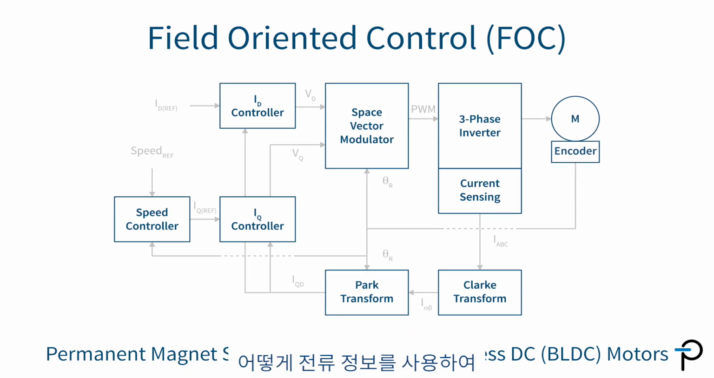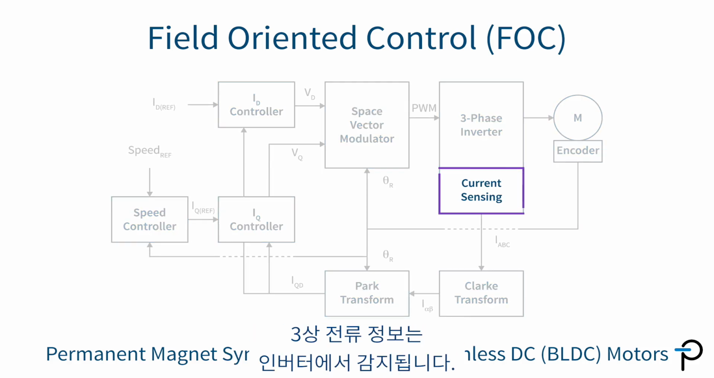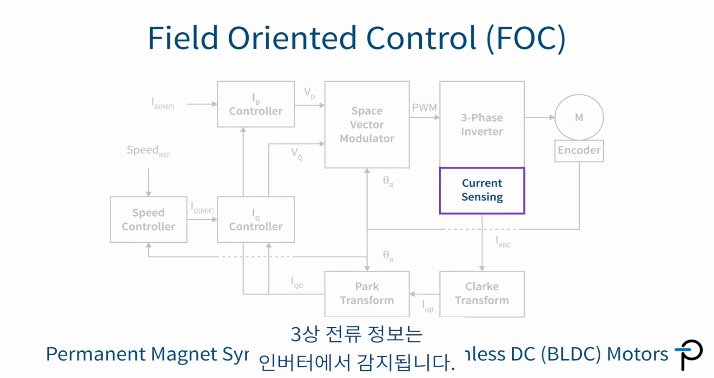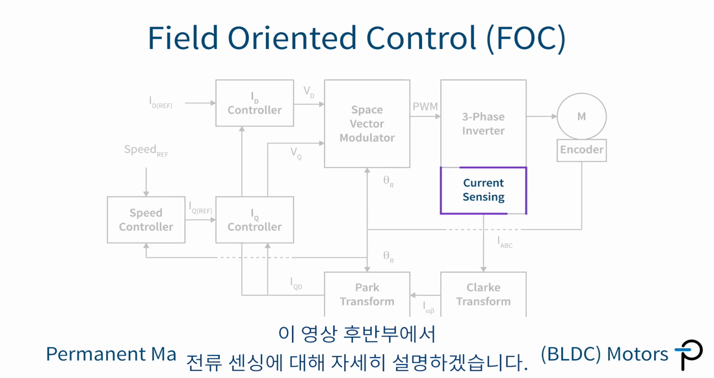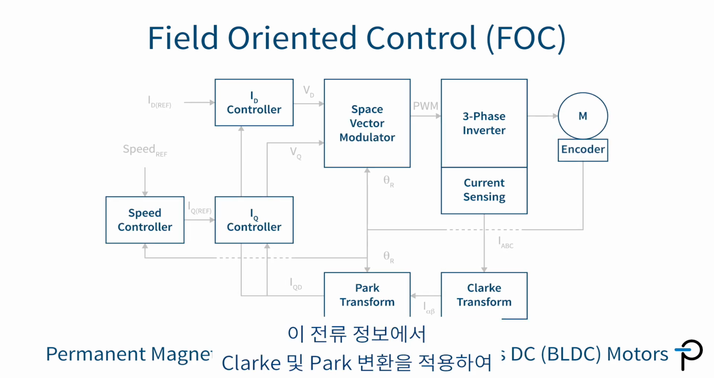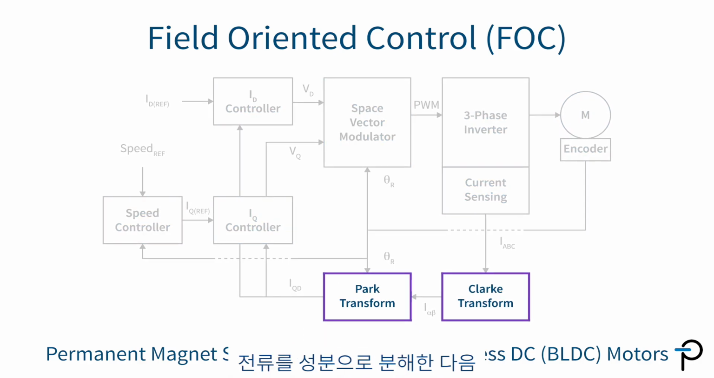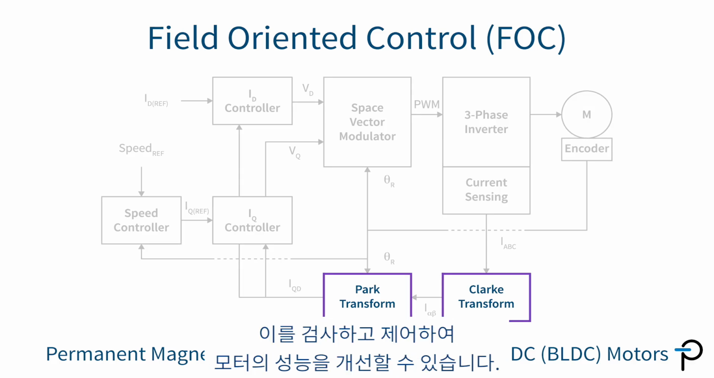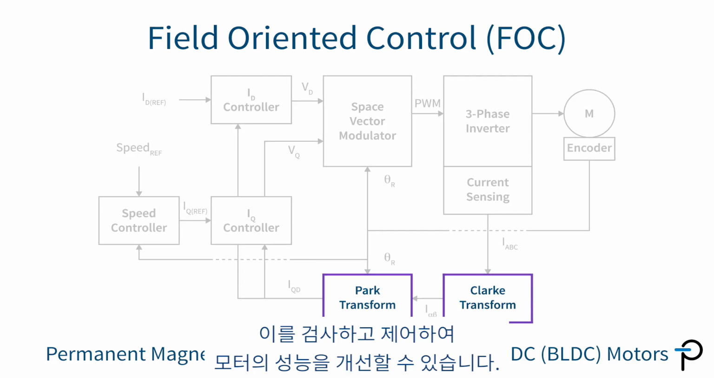Let's review how the current information is used to maximize the torque produced by the motor. Three-phase current information is sensed in the inverter. We'll be going into detail regarding current sensing later in this video. From this current information, Clarke and Park transforms are applied to break the current down into its components, which we can then examine and control in order to improve the performance of our motor.